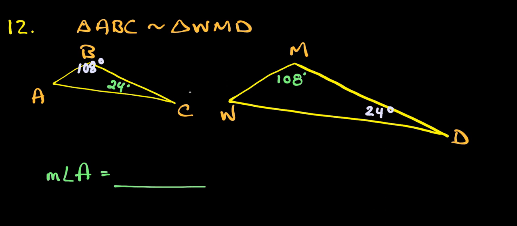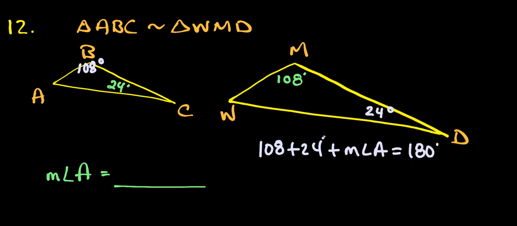We need to find the measure of angle A, but either one you find is totally up to you. So we're going to have 108 plus 24 plus the measure of angle A, and of course those are going to add up to 180 degrees. So let's go ahead and add these together. So you're going to have 132 plus the measure of angle A equals 180.